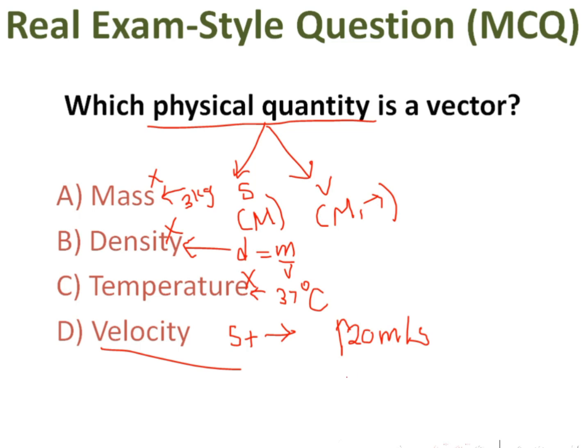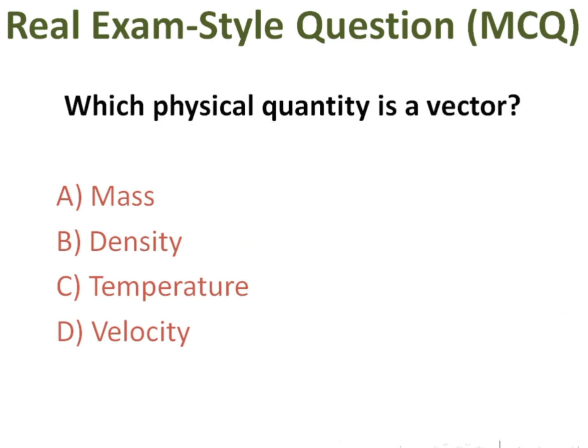Think more. Two objects can have the same speed, but if they are moving in opposite directions, their velocities are different. Okay, let's move to the next question.